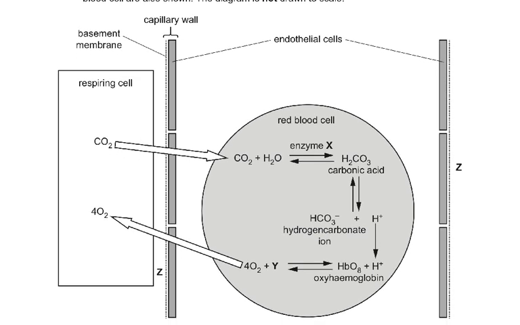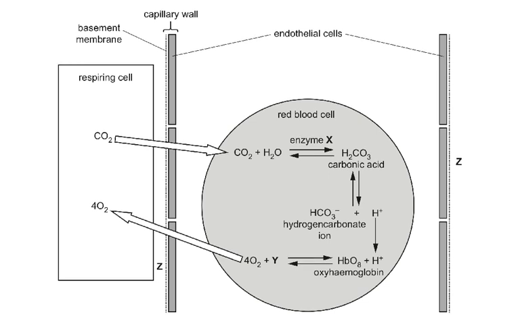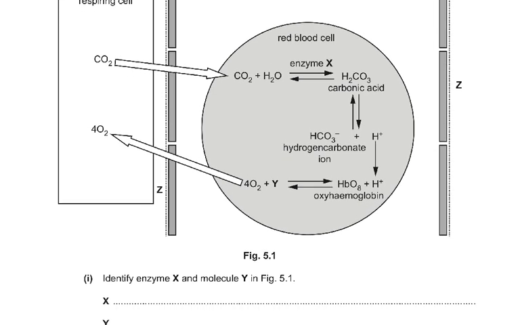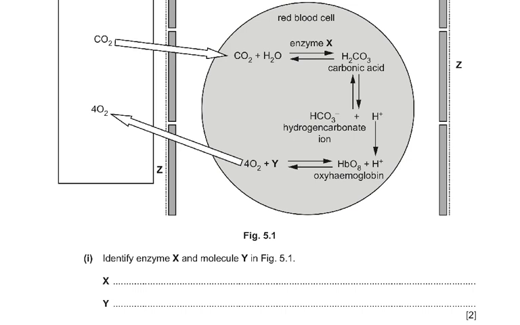So we have the basement membrane, capillary wall, endothelial cells. We have a red blood cell in the middle. We have CO2, H2O, enzyme X, H2CO3, carbonic acid, which dissociates into hydrogen ions and bicarbonate ions. The hydrogen ions attach to hemoglobin, and then the oxyhemoglobin forms hemoglobinic acid, and then the oxyhemoglobin gives us the 4O2 and the Y. So we've got enzyme X and we've got Y. Now it says identify enzyme X and molecule Y. So what is enzyme X and molecule Y?